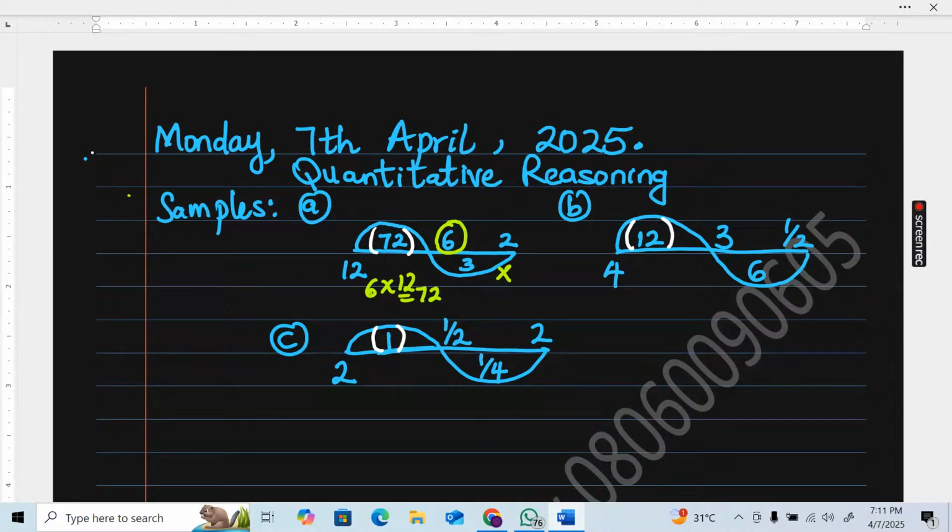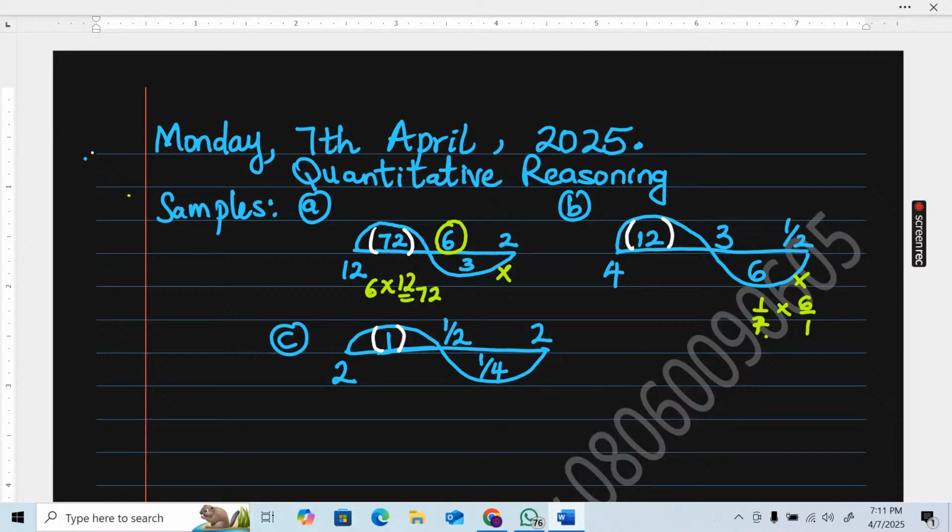Let's see if that same method will work for sample B. Now, starting from the right to the left, half times 6. Any method you use for sample A, you must use the same method for sample B. So half times 6, that will be half times 6 over 1.